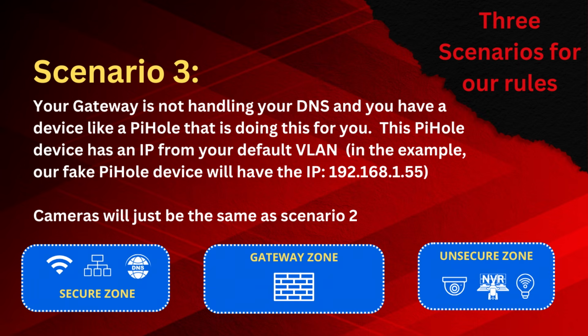The Pi-hole device will have an IP address of 192.168.1.55 and will be sitting in our default VLAN, okay? So this is all hypothetical. We're not gonna be able to ping this device, but I wanted to show you how the rules work. And our cameras are going to be remaining in the camera VLAN. So there'll be no need for our cameras to be able to talk to the gateway in this scenario.